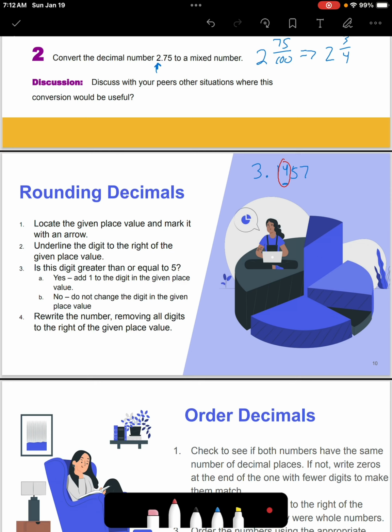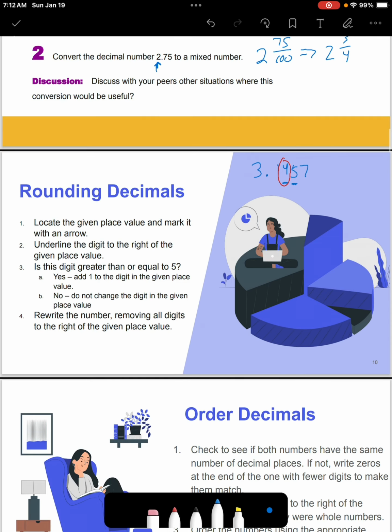Underline the digit to the right of the given value. So we're going to underline the digit to the right of the given value, the 5. Is the digit greater than or equal to 5? If yes, add 1 to the digit. If no, leave it alone. So since I want to round to the nearest hundredth, and the number to the right of the 4 is a 5, we're going to round up to 3.15.